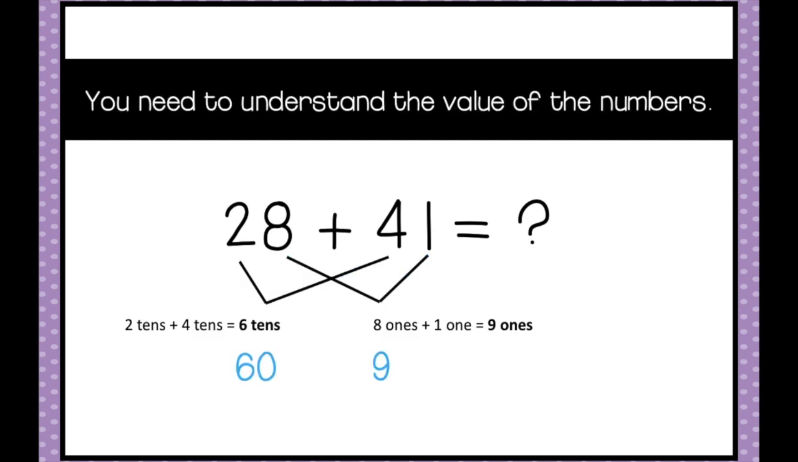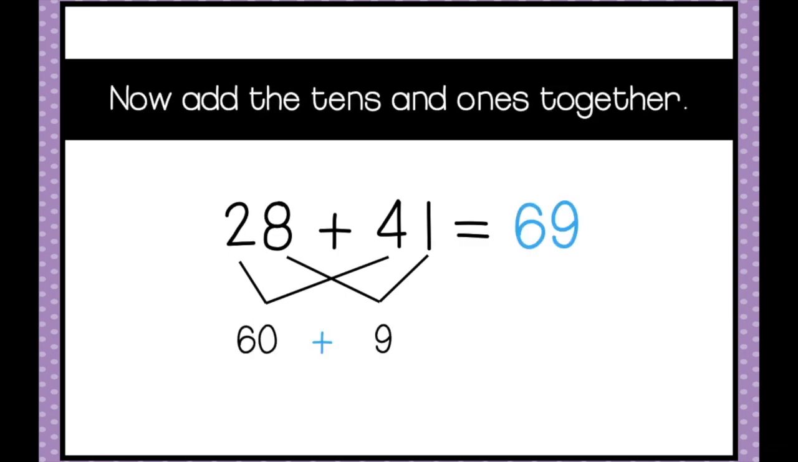Now we need to understand the value of the numbers. So 6 tens is actually 60, and 9 ones is 9. Now we can add those together, and we know that 60 plus 9 equals 69.